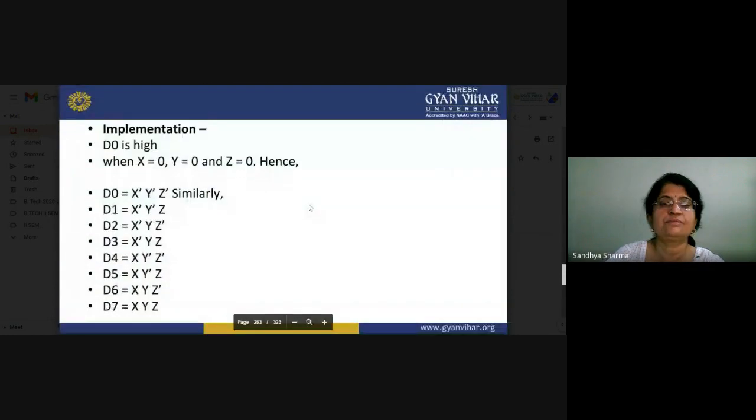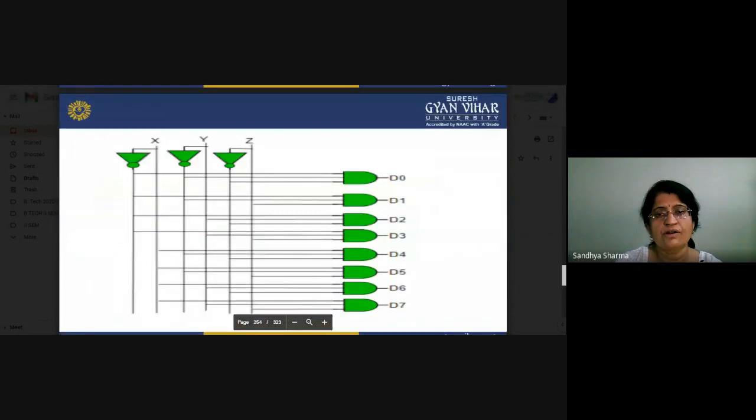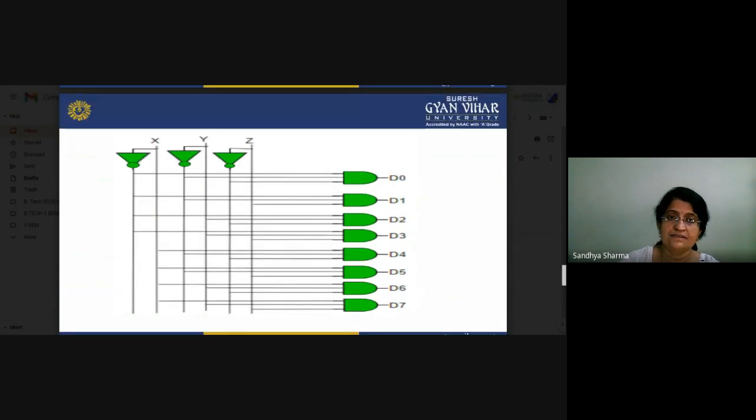Again, the implementation method: D0 is high when X, Y, Z are all 0, so D0 is equal to X dash, Y dash and Z dash. Similarly, D1 is equal to X dash, Y dash and Z. According to our different combinations we can write these in XYZ forms. So this is the basic D0 to D7, and this is a pattern in which you can convert your signal into complement form and then apply it to the gates.